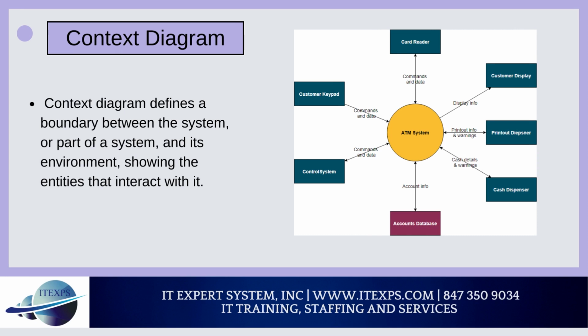Context diagram defines a boundary between the system, or part of a system, and its environment, showing the entities that interact with it. There is no single diagram in UML that would map to this definition, but I have some good news. There are several diagrams out of a total of 14 that can show the frontier between the system and its surrounding world from different perspectives. This is much more flexible than only a context diagram.